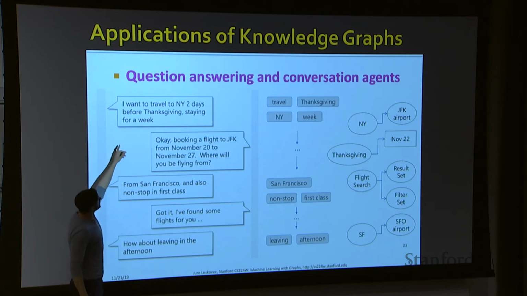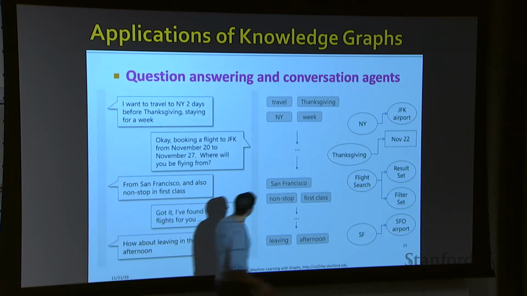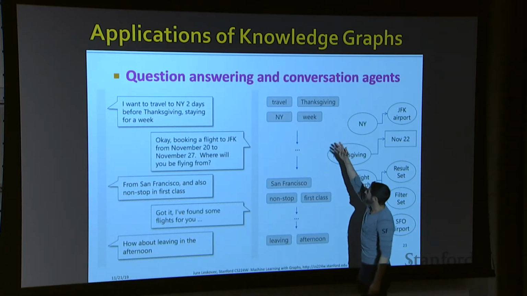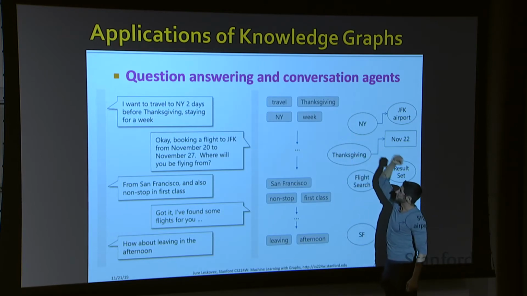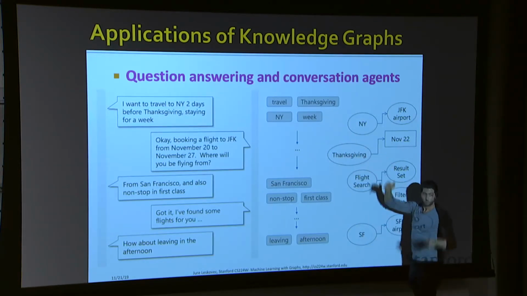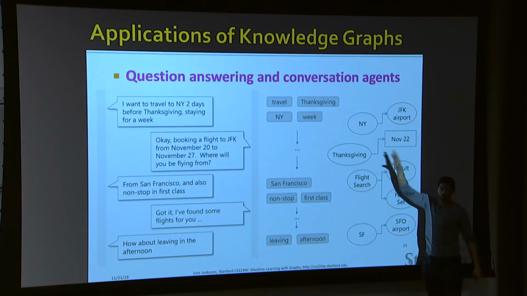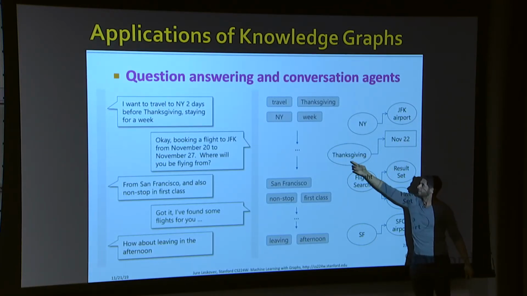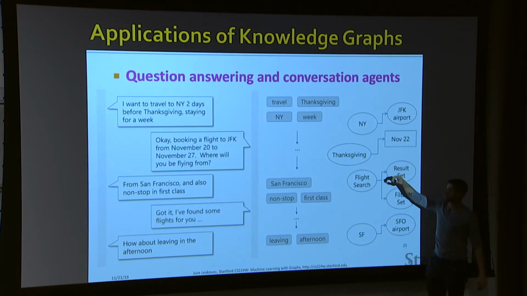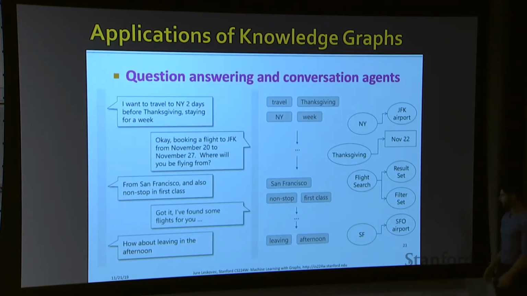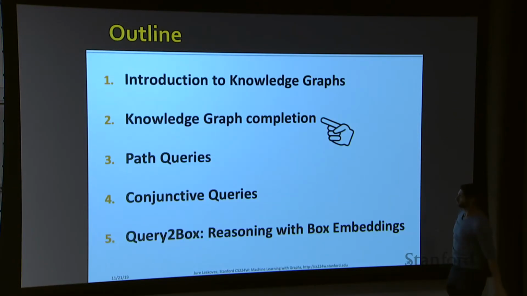So let's go through this example. You're asking, I want to travel to New York 2 days before Thanksgiving, staying for a week. And then you will have this process in the back end that allows you to say, okay, Thanksgiving is a date, New York is a city, week is a time span, and so forth. And then you map these entities in your knowledge graph, and it will allow you to, for instance, say, okay, Thanksgiving in reality is this specific date, or New York means he or she wants to fly from the JFK airport, and so forth, okay? So another very cool application of why knowledge graphs are so useful.